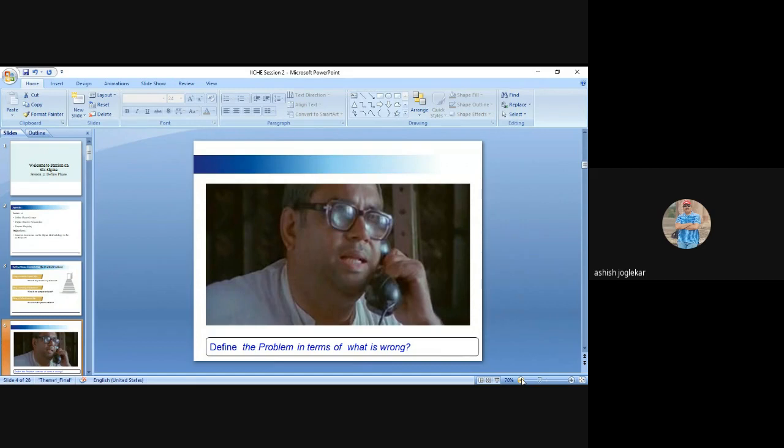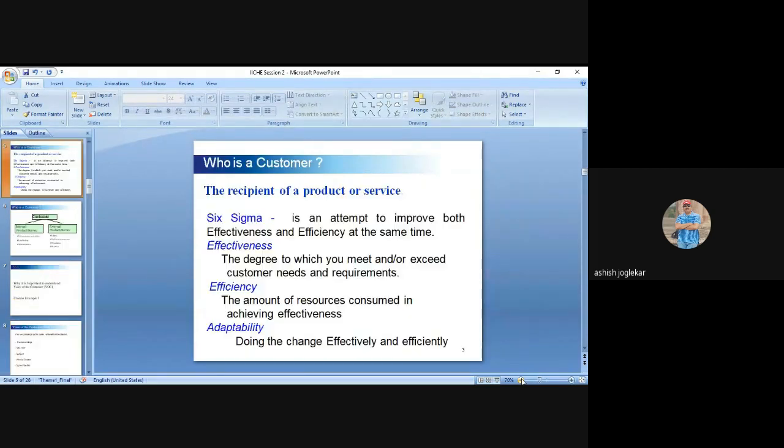So in the define phase, defining a problem is very important. What is wrong has to be defined properly. The customer is not going to tell you in your words what is wrong. He will use his words or his language to tell you what is wrong. That is called defining a problem. Then, who is the customer? The recipient of the product or service.